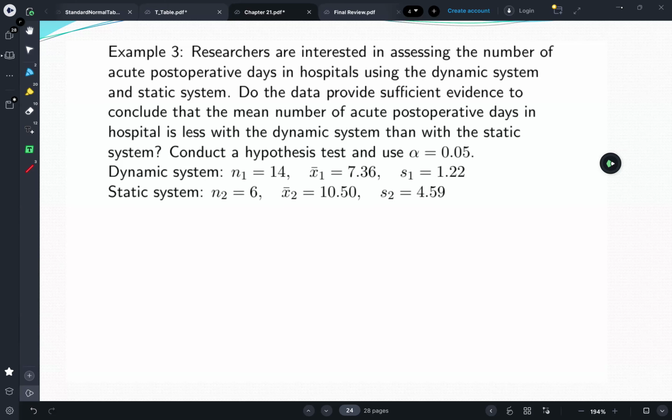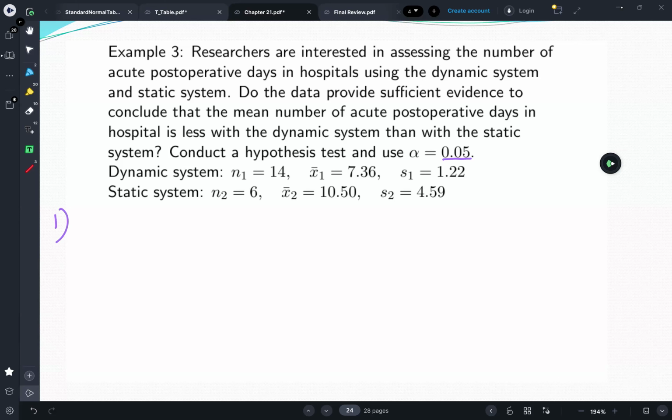So dynamic, is it better to get up and get moving as soon as possible? They now know it's usually better for us. Years ago, you would be in bed for days. Not good for the circulation, right? So now it's like, as soon as you're able, you get up and you get going. And so we have the dynamic system versus the static system. We have all our data, and we can just run the hypothesis test using the significance level of 5%.